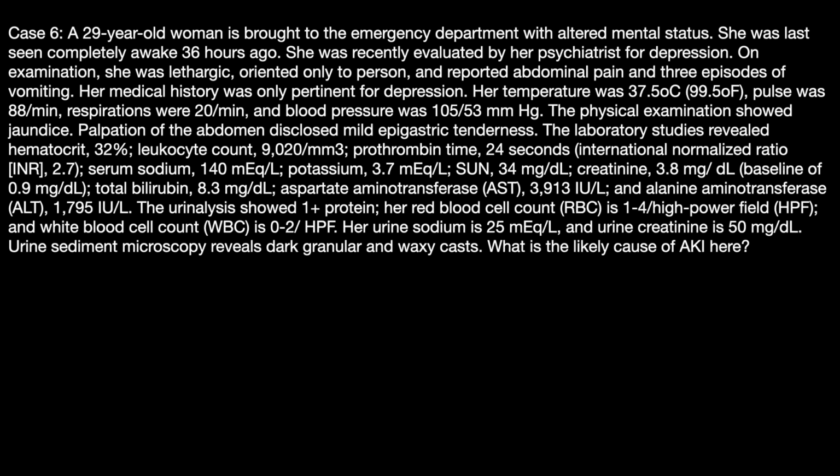Baseline was 0.9, so it's elevating. The total bilirubin is 8. Aspartate, that is AST, is elevated, that is 3900. ALT is 1700, and the urine analysis shows 1 plus protein. RBC is seen 1 to 4 per high power field, and white blood cell is 0 to 2. Her urine sodium is 25, urine creatinine is 50, and urine sediment microscopy reveals dark granular waxy casts.